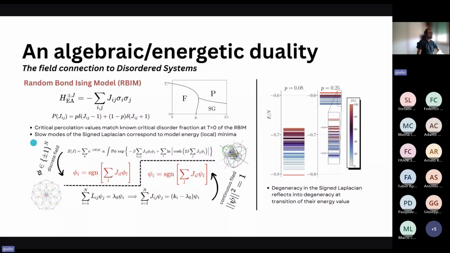And in particular, if you carry out a bit of mathematics and look at the field theoretical description from the partition function, it turns out that the discrete field is really completely equivalent to the equation of the eigenmodes of the signed Laplacian, up to the fact that in one case you're treating a discrete field, so you're optimizing over a hyperdimensional cube. In the other case, you're optimizing over the hyperdimensional sphere, so it's the continuous equivalent. And this also explains how the transition emerges in this kind of system.